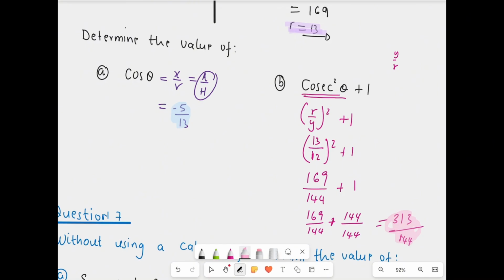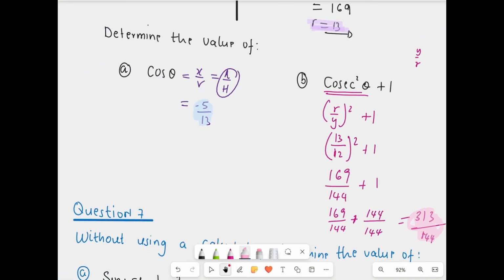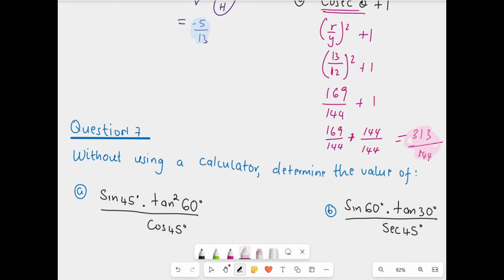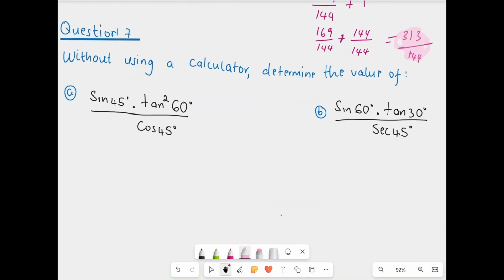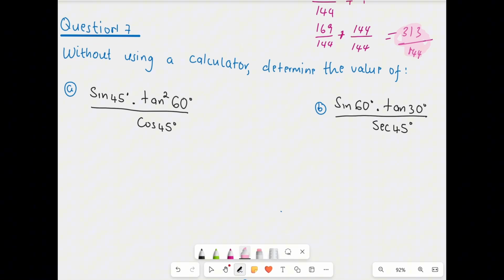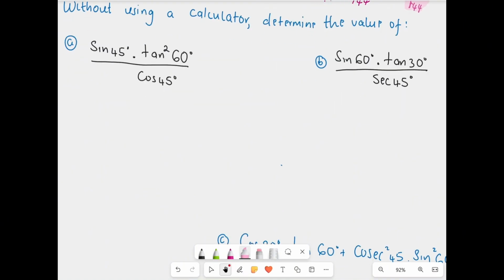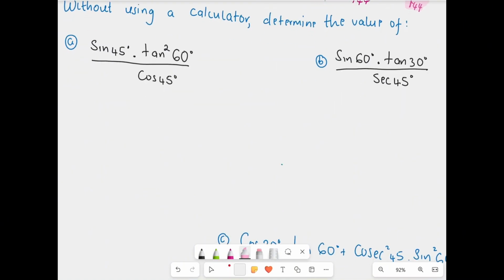Now let's move to the next one. Special angles. Remember, with special angles, you need to know all of them by heart. But if you do have a calculator, you need not worry. So now, the first question here, I think in the test or exam, it is only 4 marks. So change the special angles, simplify, and then you answer.